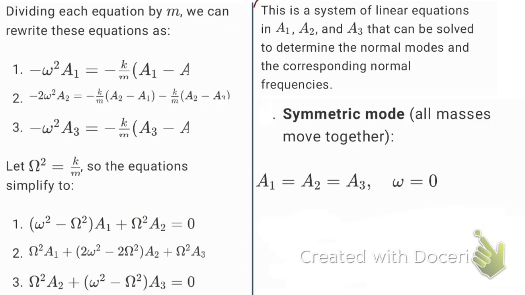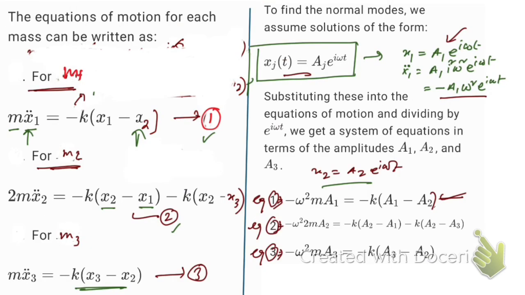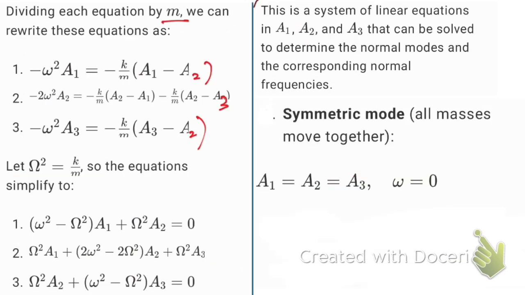Here, divide each term by m. Here it was a2, this is a3, and here again a2. So we have got this equation. We have divided both sides of these equations by m, and doing so we have k by m, with a minus sign. Let me represent this term by omega squared.